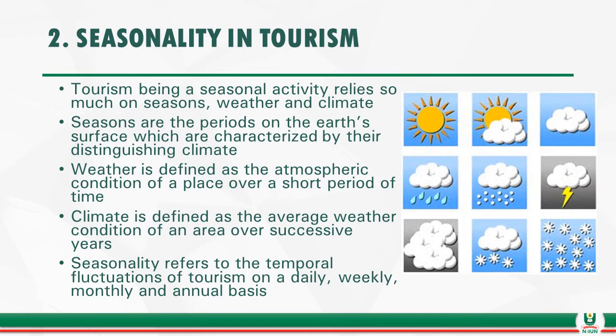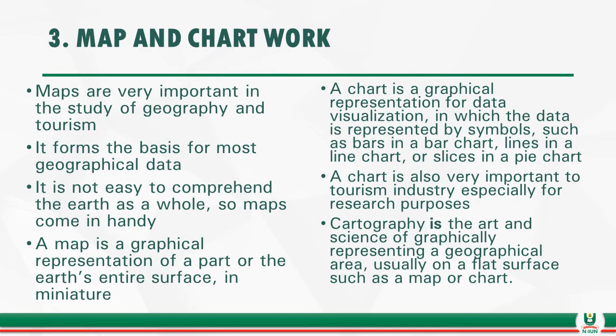Then we moved to the second topic, seasonality in tourism. I told you tourism is a seasonal activity that relies so much on seasons. That is your weather and climate. We defined what we mean by seasons, and talked about the weather. All these things are still very available on your course pages, where you can have easy access to them. So seasonality refers to the temporal fluctuation of tourism on a daily, weekly, monthly, or annual basis.